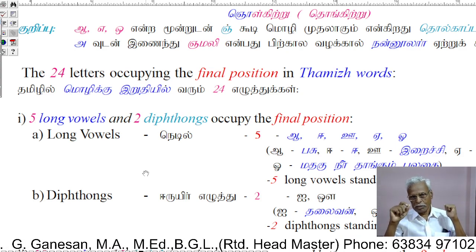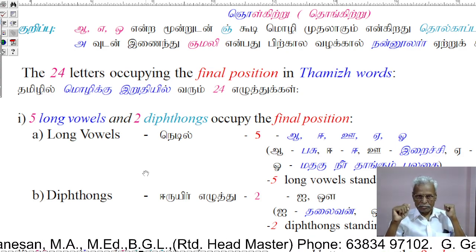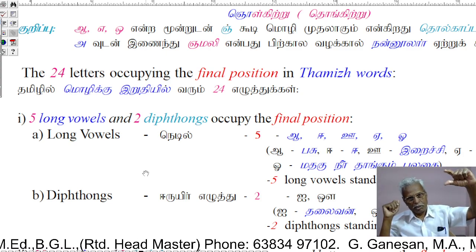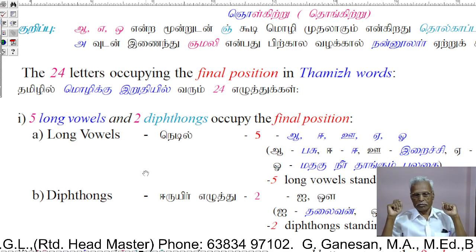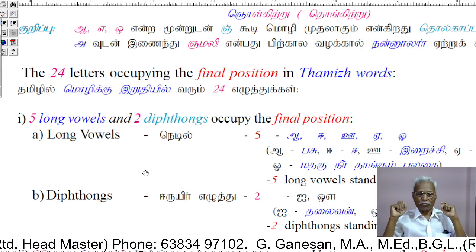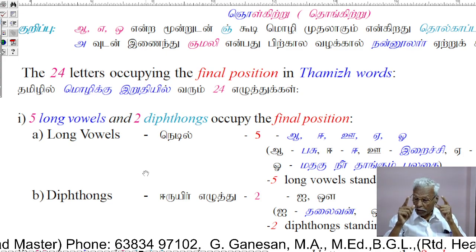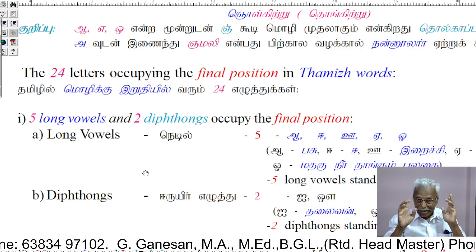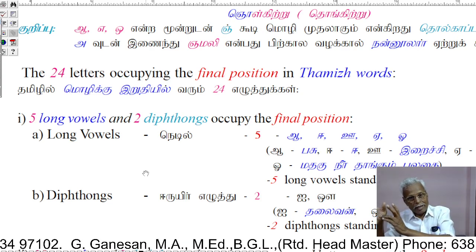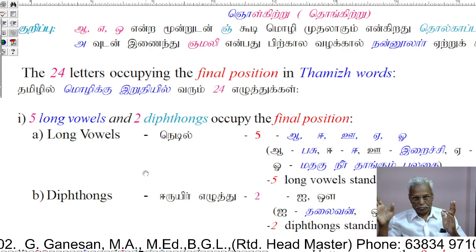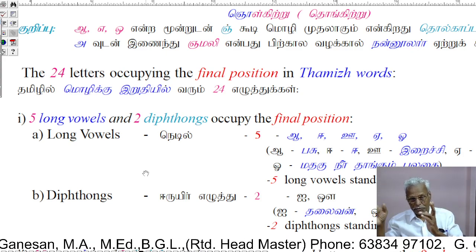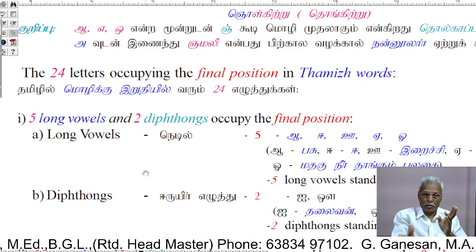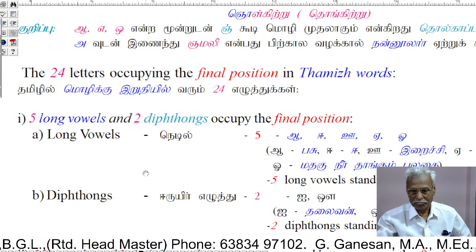As in English, a single letter can act as a word, that means one in a sense. In that way, in Tamil, 5 long vowels and 2 diphthongs could stand as the end of a word. Also these letters stand alone and act as a word. You see?